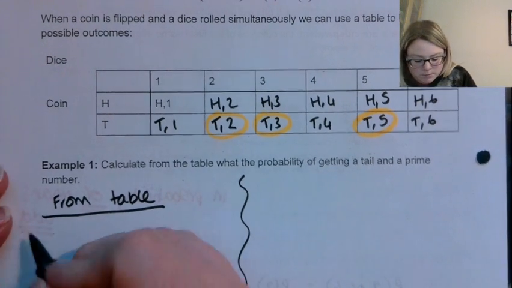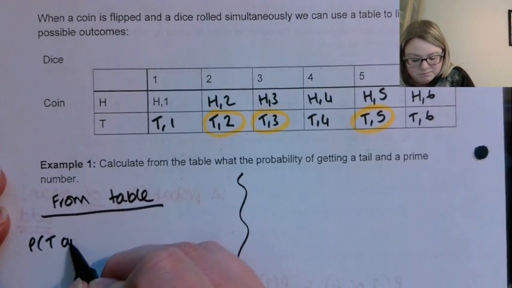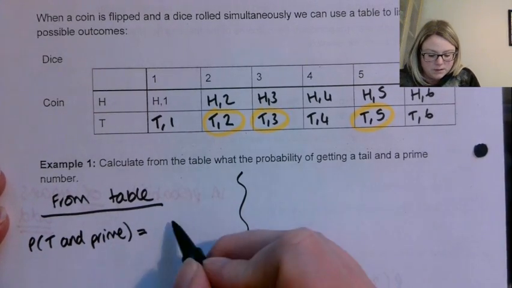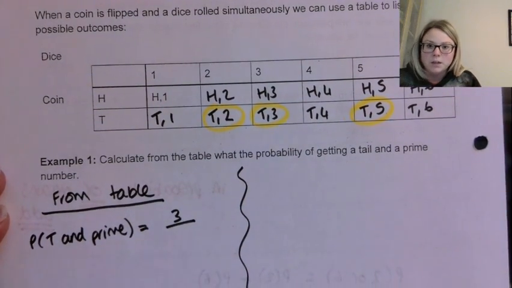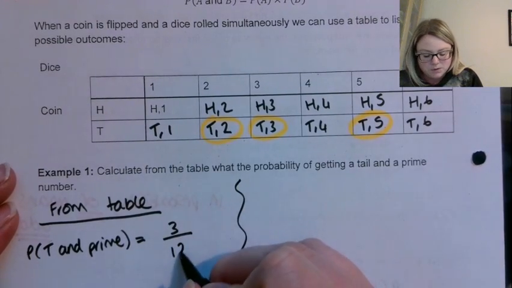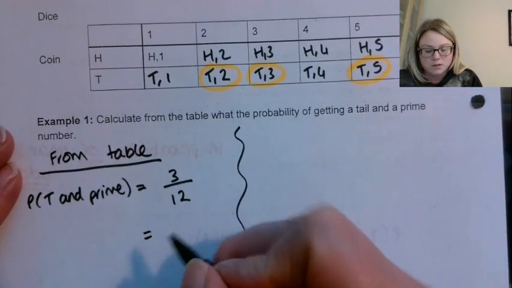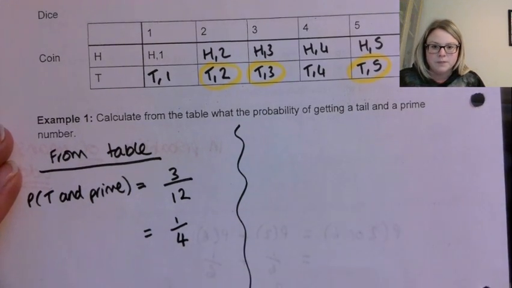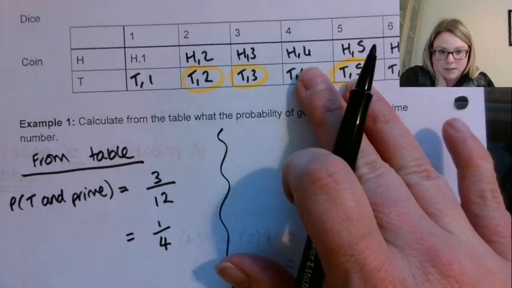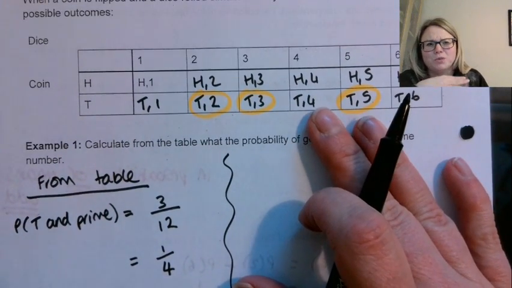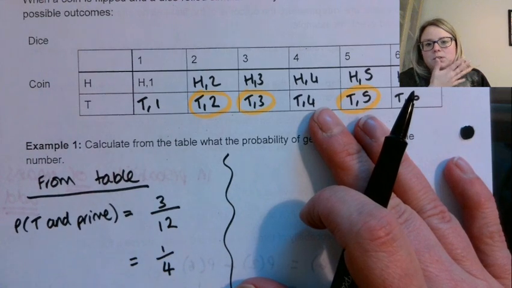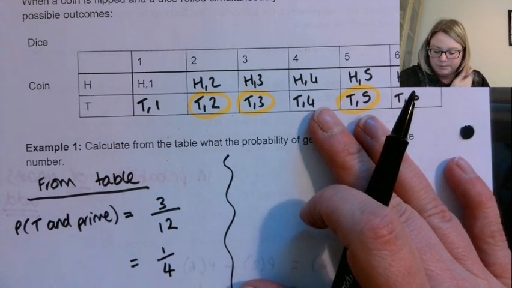So probability, tail and prime, right? It's 3 out of however many possible outcomes we have. So we have 12 outcomes altogether. And that simplifies down to a quarter. Now, that is definitely the easier option if you've drawn one of these tables, but drawing the table is quite time consuming. So if you don't have the table drawn, then you can use this little rule.